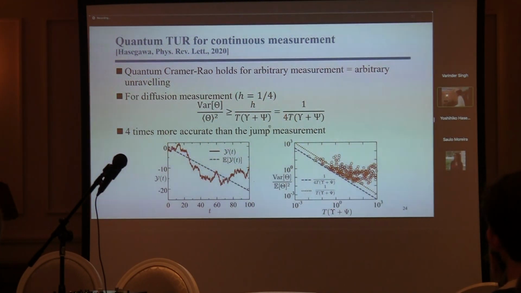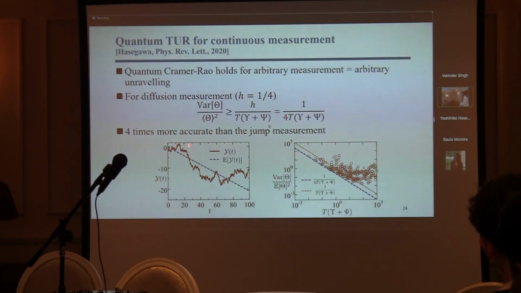And as I mentioned previously, the quantum Cramér-Rao inequality holds for arbitrary measurement. In this case, arbitrary measurement corresponds to arbitrary POVM. So this means that the quantum Cramér-Rao bound holds for arbitrary unraveling. So let us consider diffusion measurement. Then the H term becomes 1/4. Then quantum TUR becomes this representation. So when using diffusion type measurement, accuracy is 4 times better than jump measurement.